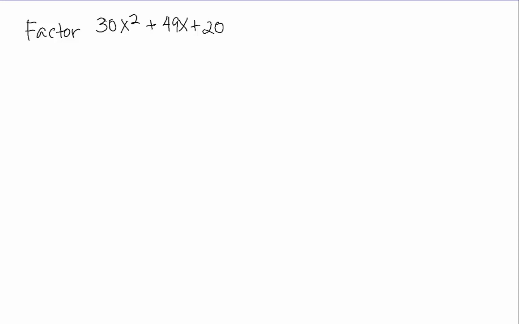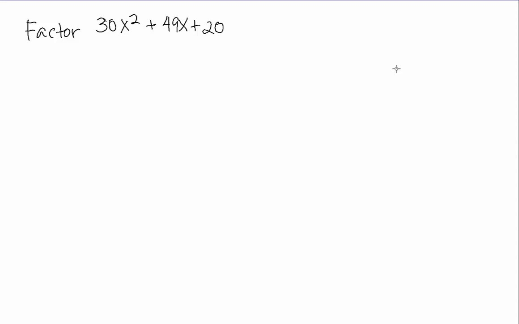49 only has factors 1 and 49, and 7 and 7. And 30 and 20 do not have any of those factors other than 1. So there is no greatest common factor for us to worry about.